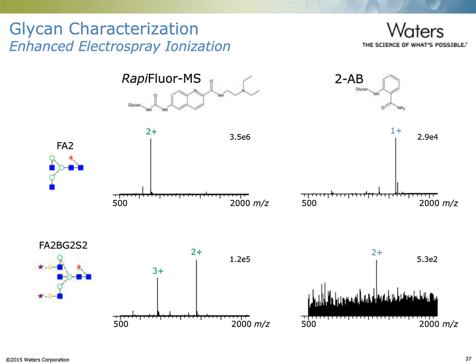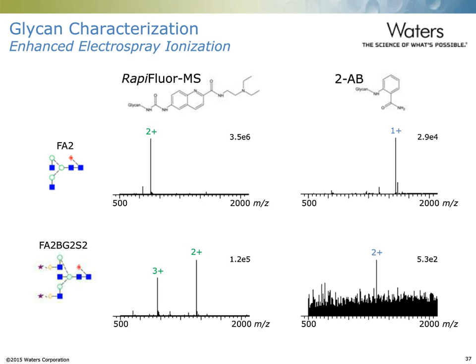As shown with the mass spectra on the left, the predominant charge state for a small neutral glycan, such as an FA2 glycan, is doubly protonated, or 2+. But this increases to 3+ and 4+ charge states for increasingly larger molecular weight glycans. Notice that these species, when labeled with 2AB, adopt only 1+ or 2+ charge states.